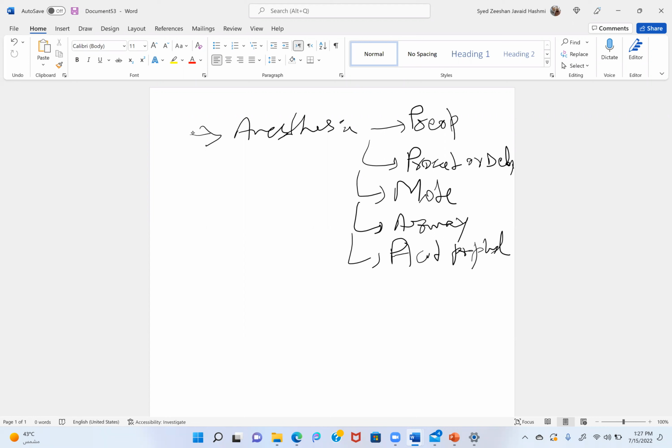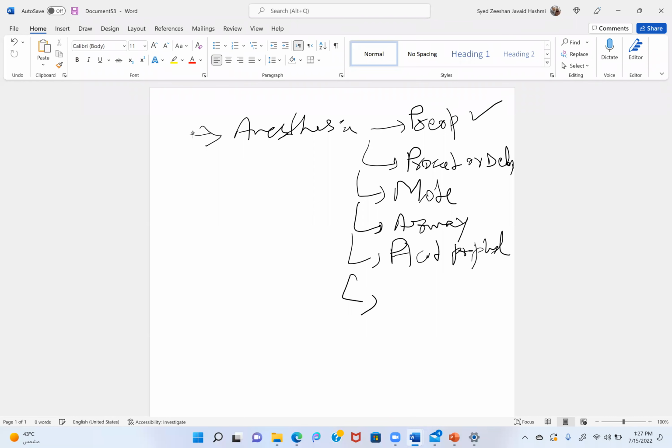Is there any pre-operative optimization you need? For example, if the patient is anemic, you have to correct the anemia. If the patient has COPD, you have to treat the infection, you have to treat the bronchospasm, you have to give some positional strategies, like postural drainage and incentive spirometry. If there is pleural effusion, you tap it, or give antibiotics, things like that. So you think whether any disease needs optimization. So this will be the pre-op optimization. Proceed or delay, mode, airway.